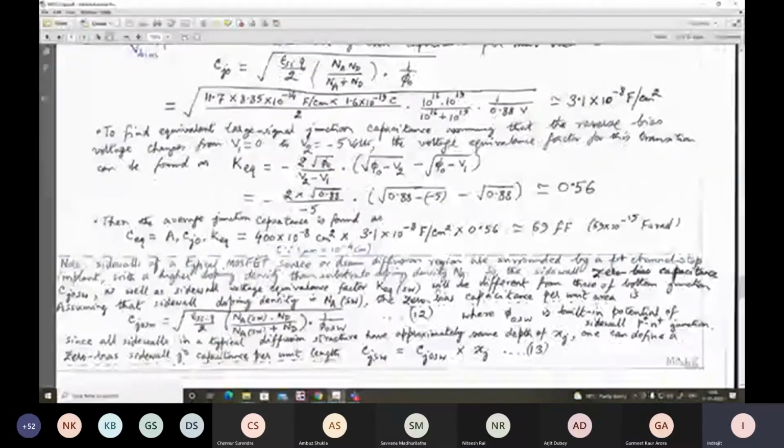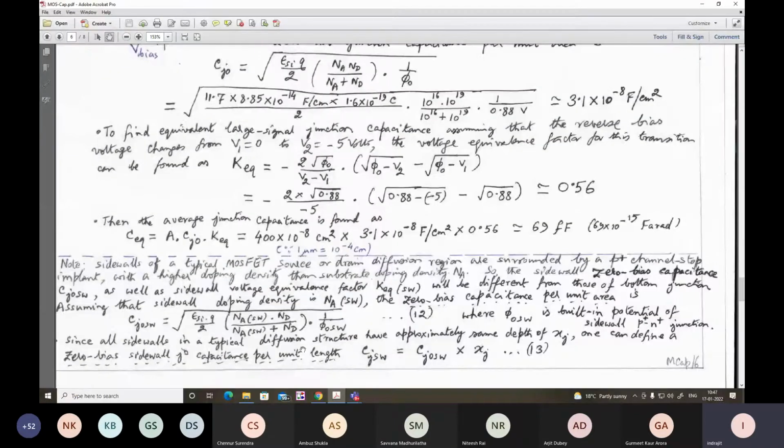So all the three sidewalls in a typical diffusion structure have approximately the same height or depth, let us say xj. One can define a zero bias sidewall junction capacitance per unit length. So CJOSW, you multiply with xj, then you get the junction depletion capacitance per unit length, say in femtofarad per micrometer, something like that.